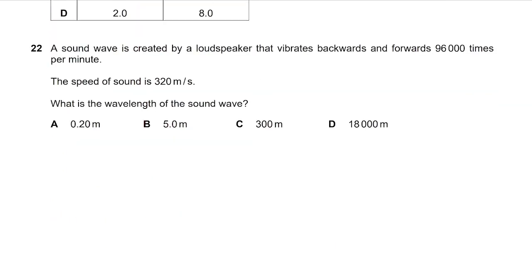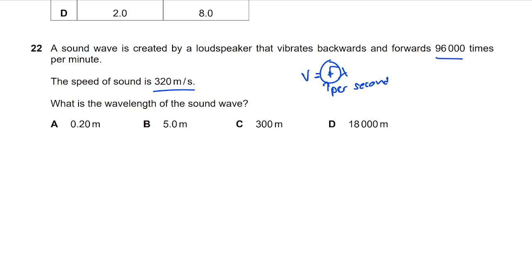Question 22 says, a sound wave is created by a loudspeaker that vibrates backwards and forwards 96,000 times per minute. The speed of sound is 320 meters per second. What is the wavelength? Now, we know the formula here. Speed is equal to frequency times the wavelength. Frequency is always defined per second. So if it is 96,000 per minute, we use our calculator, do 96,000 divide by 60.